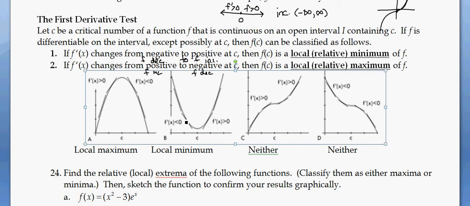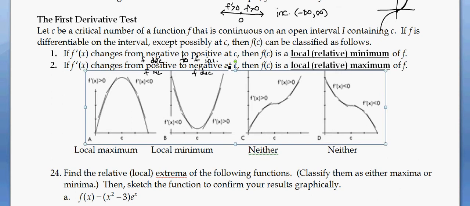So we've got increasing. Oh, did I say that? I said that backwards. Okay, say that again. Sorry. If we go from increasing to decreasing, that's when we have a maximum. And if we go from decreasing to increasing, that's when we have a local minimum. Okay, it's written correctly. I just said something wrong.